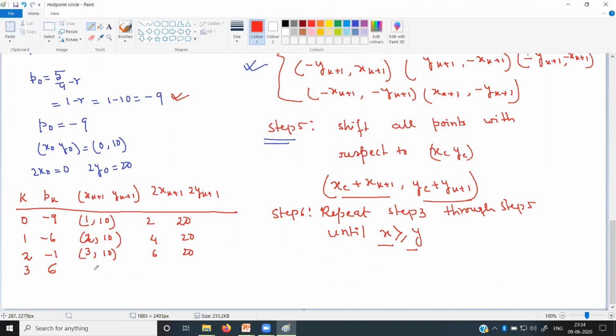Now it is greater than 0. If it is greater than 0, x will be incremented by 1, so x will be 4, but y will be decremented by 1. So y will be 9. And here it will be 8 and it will be 18.